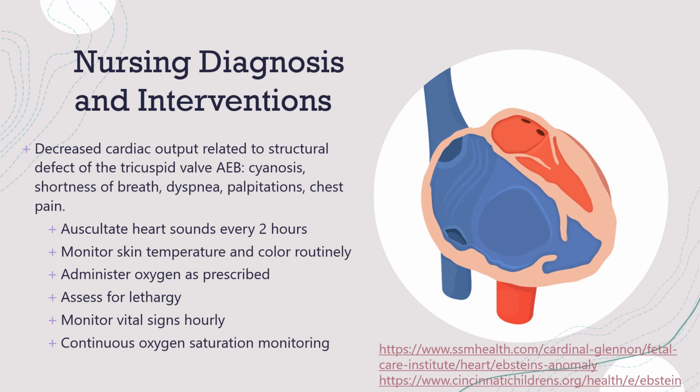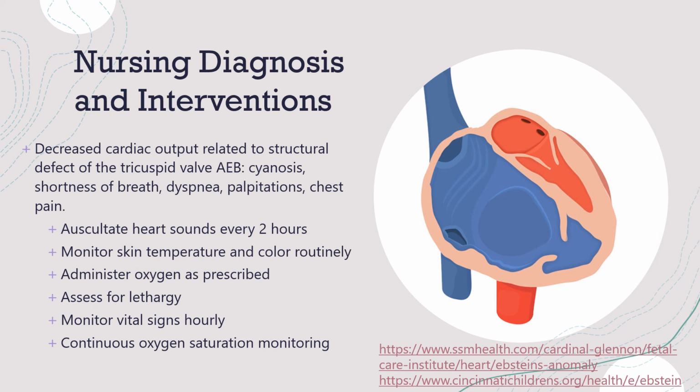So my nursing diagnosis and intervention is decreased cardiac output related to structural defect of the tricuspid valve, as evidenced by cyanosis, shortness of breath, dyspnea, palpitations, and chest pain. On your focused assessment, you're going to auscultate heart sounds every 2 hours to make sure they are not getting worse, or their murmur's not getting worse. You're going to monitor their skin temperature and color, make sure they're pink and warm, and not cyanotic and cold. You're going to administer oxygen as prescribed.